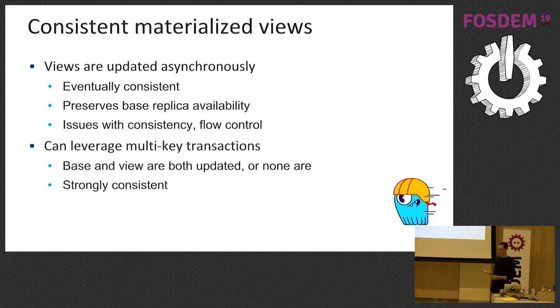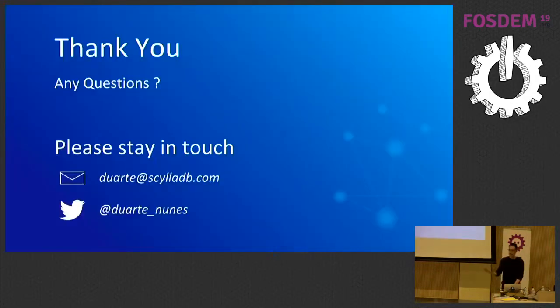With multi-key transactions, we could instead specify that the base table be updated together with the view table in the context of a single transaction. This will ensure that they are kept always consistent with each other and would provide natural back pressure from the view replicas and base replicas to the client. And this would, of course, have to be opt-in, because it will come at a performance cost. And that's it. That's all I have on the subject.